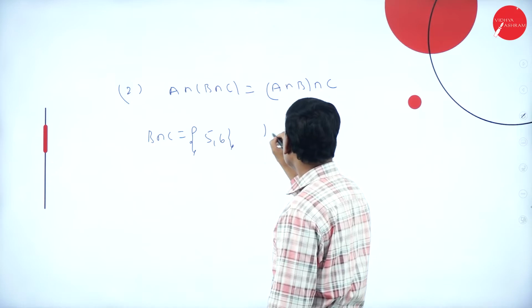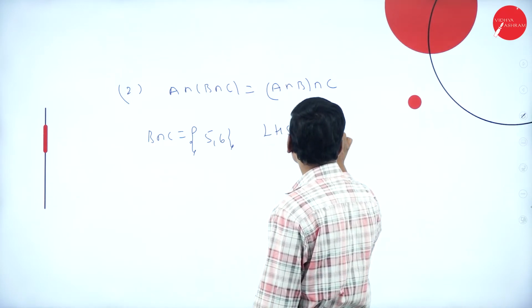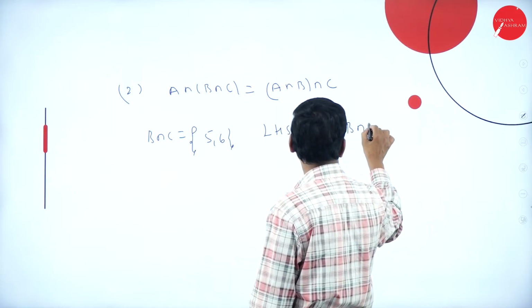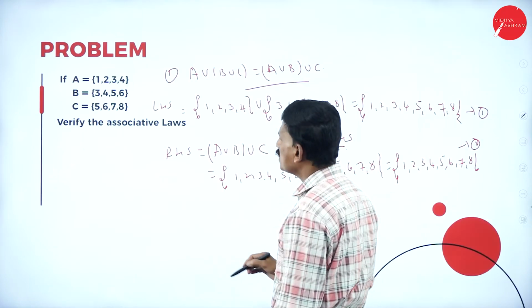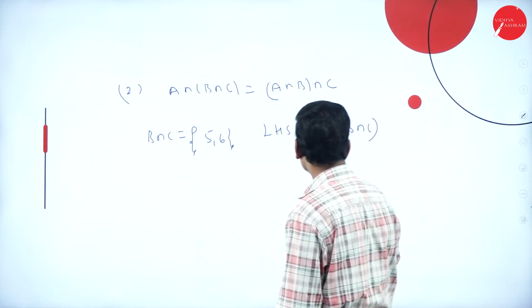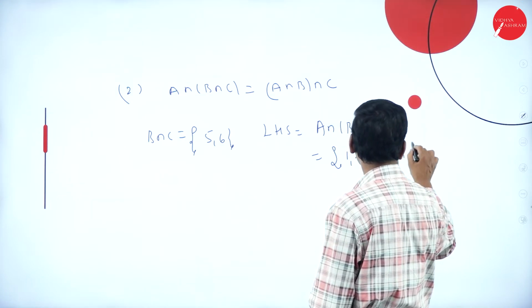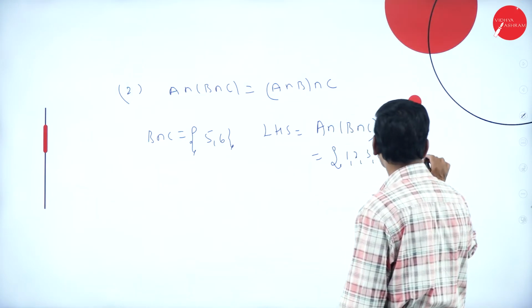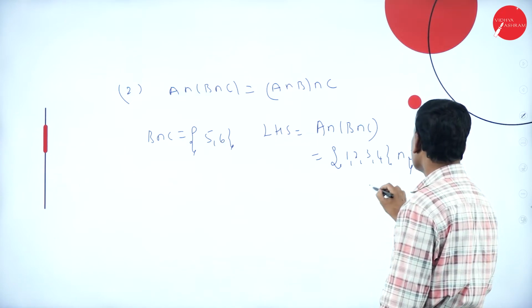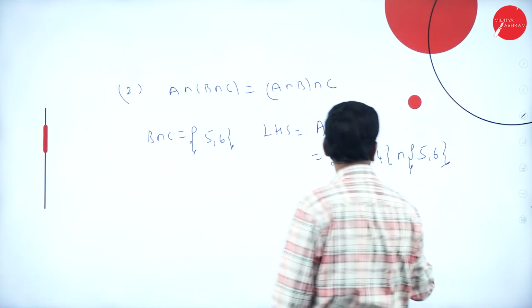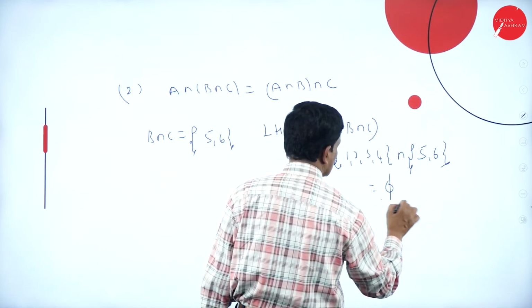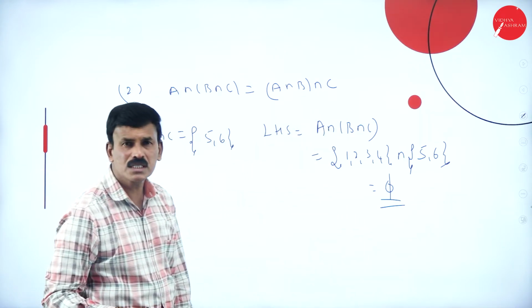Now, LHS, I will write LHS: A intersection (B intersection C). So, what does A contain? 1, 2, 3, 4. B intersection C contains 5, 6. What are the elements common in these two? Nothing is there. This is a null set.